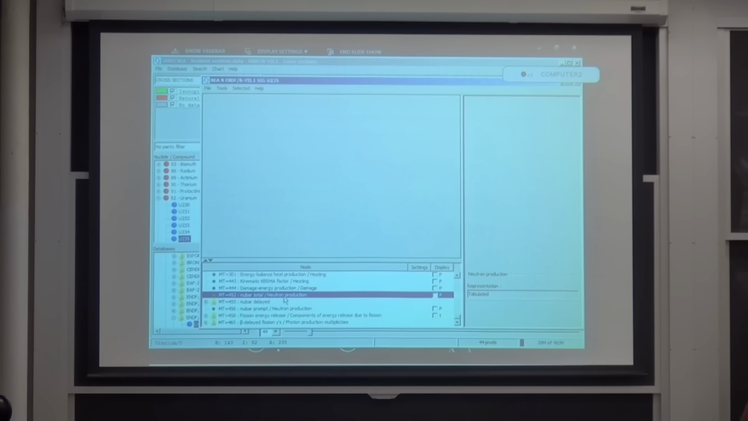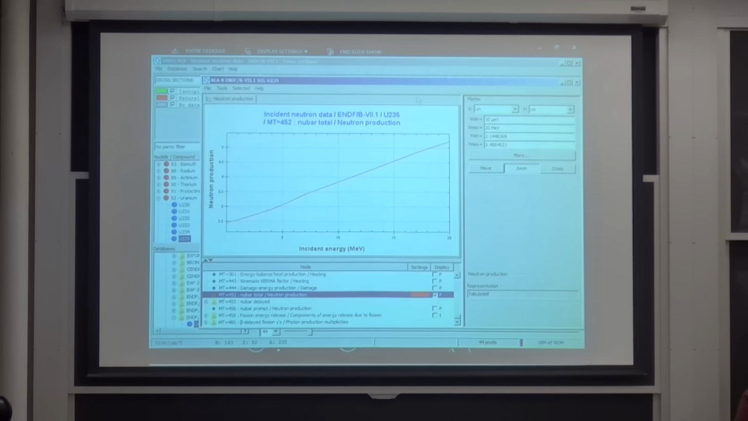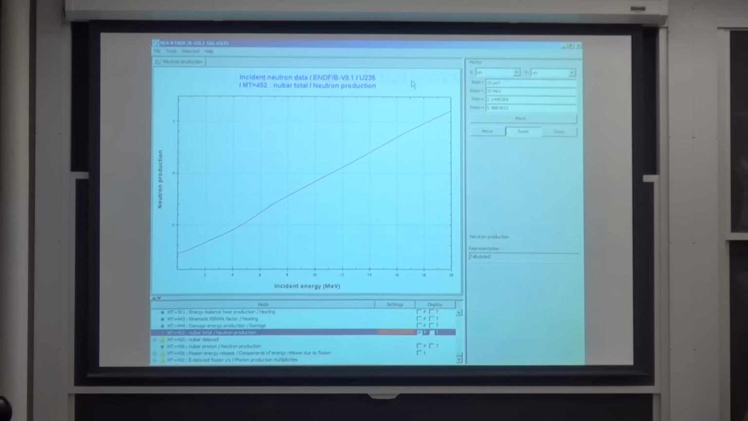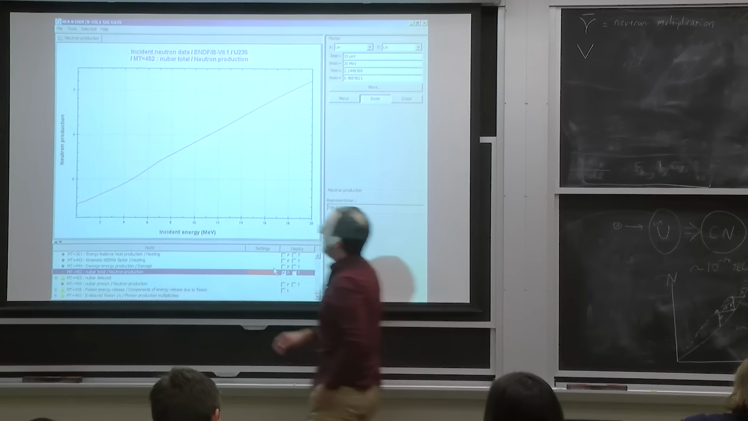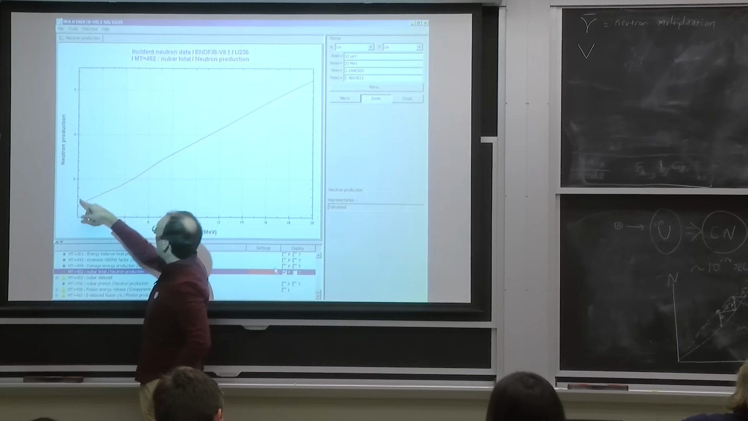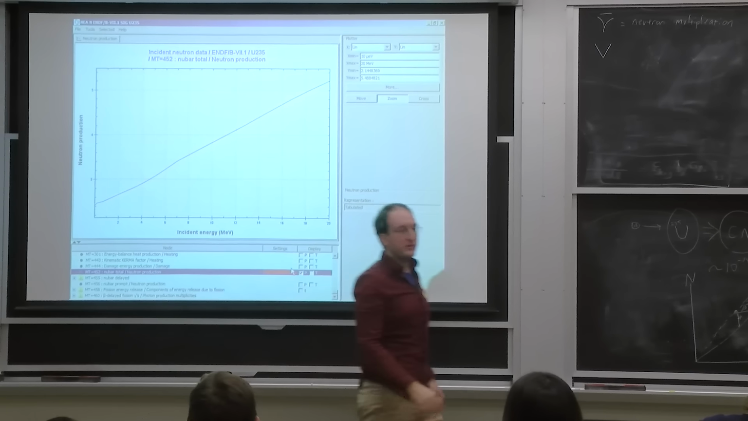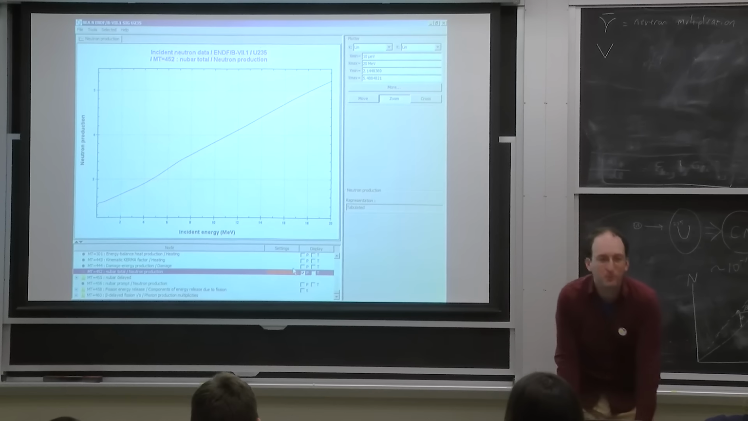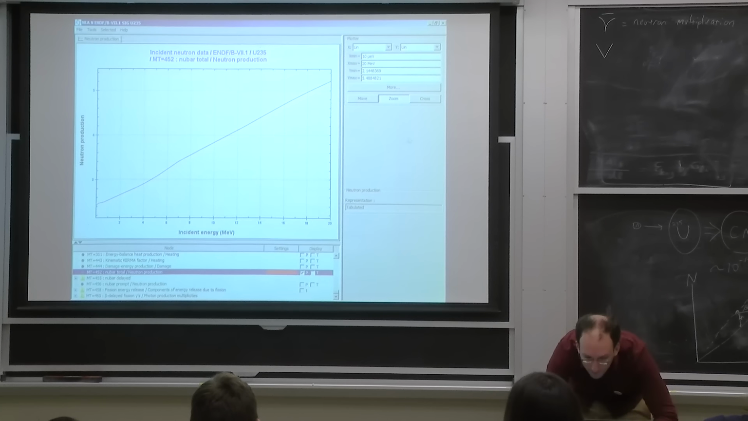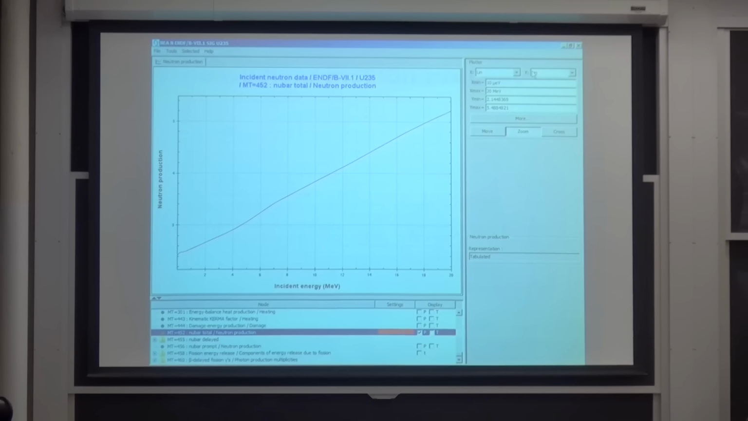So let's look at this value right here, nu bar, total neutron production. And I'll make it bigger so it's easier to see. Did I click on the right one? Yeah. So take a look at that. The total number of neutrons produced during U-235, for most energies, is hovering around 2.4 or so. There's been arguments about whether it's 2.43 or 2.44. And that's a linear scale.